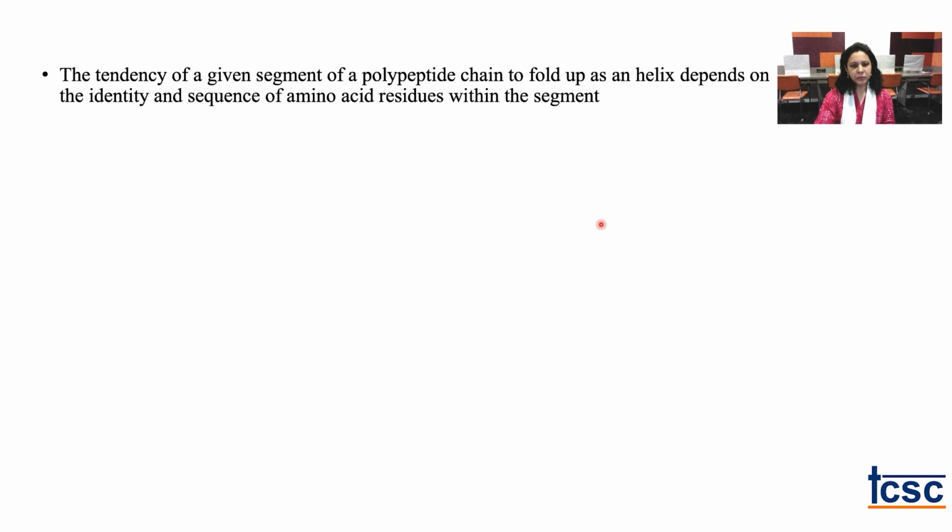There are many other elements which also play a role. Apart from the hydrogen bonding, there are other elements which will also help in stabilizing the structure of the alpha helix. And one of the most important factors which play a role in a polypeptide chain to fold up as a helix is the sequence and the identity of the amino acids which are there in that segment.